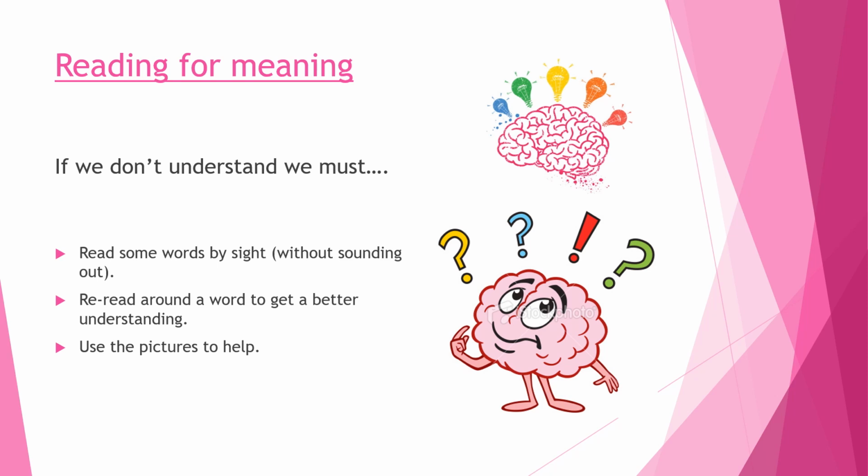Reading for meaning. If we don't understand, we must. So there's one way that can help you when you're reading, which is to read words by sight without sounding them out. Number 2, reread around a word to get a better understanding. If I see the word leaped and I didn't quite understand what it meant, I could read the whole sentence to give me a better understanding of what that word means. And the last one is, on some occasions, you might be able to use pictures to give you a better understanding about what is happening in the story.